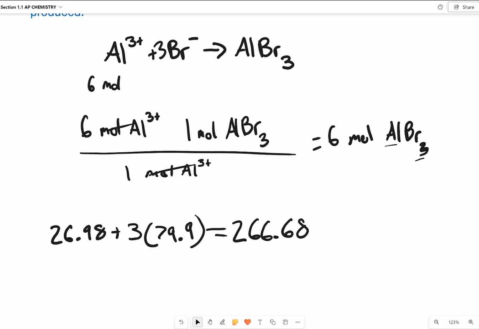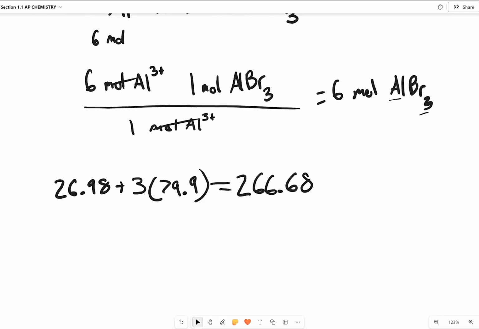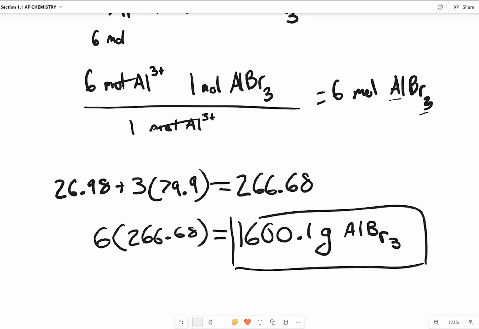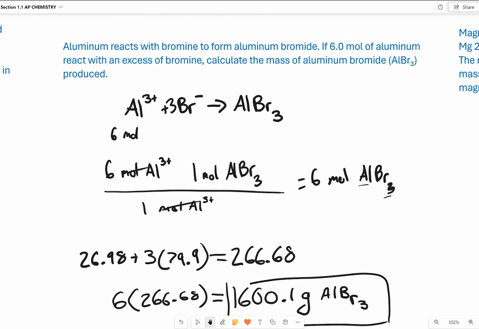266.68. And we have 6 moles of it, so 6 times 266.68. Sorry for the messy handwriting. We get 1600. Let's just say 0.1 grams of aluminum bromide, which is a lot of grams. So that is our final answer for this.